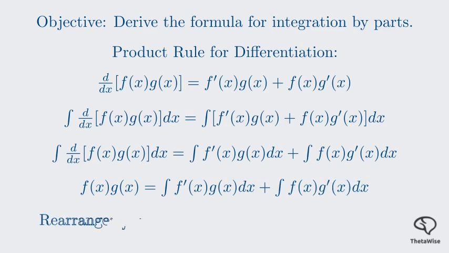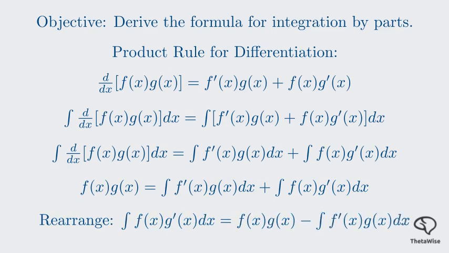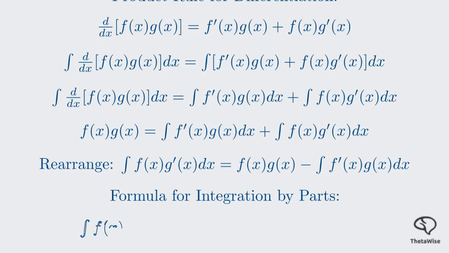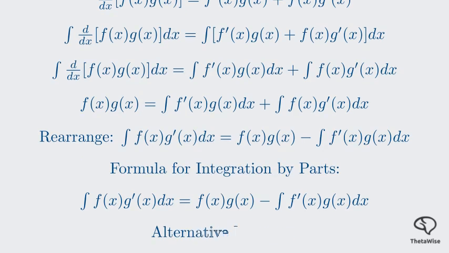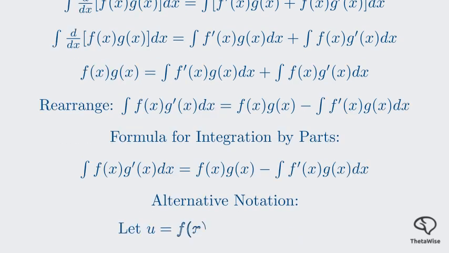Now, let's rearrange this equation. We'll subtract the first integral on the right side from both sides. And this, right here, is the core formula for integration by parts. It's often easier to remember this formula using the alternative notation with u and v. Let's define a new set of variables. We'll let f of x be equal to u, and we'll let g prime of x dx be equal to dv. So we are making the substitutions u equals f of x and dv equals g prime of x dx.